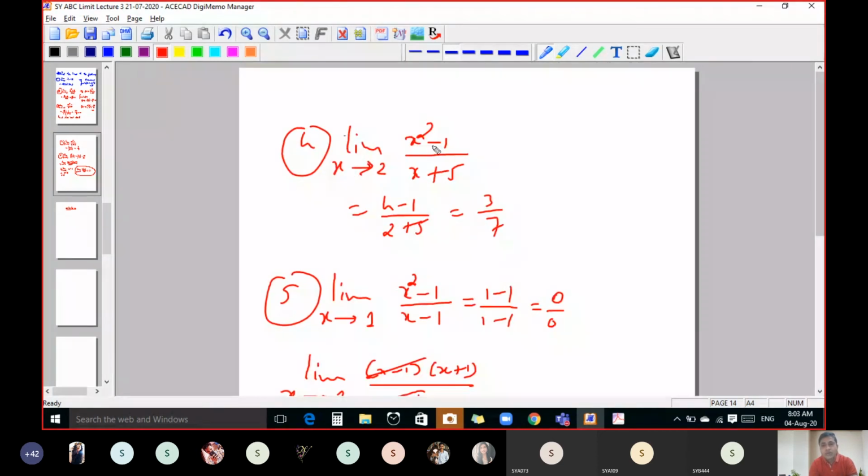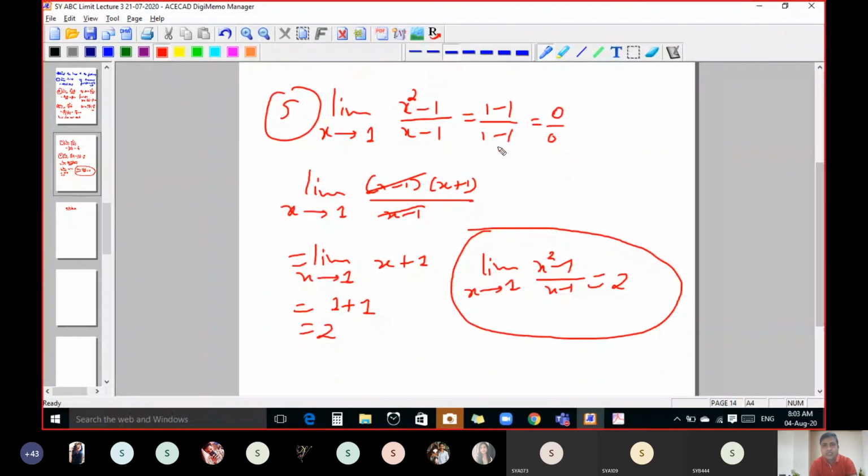Limit x tends to 2, x square minus 1 upon x plus 5. So simply put x equal to 2 here. Putting 2, 2 square is 4, minus 1 is 3, and 2 plus 5, that is 7. So 3 divided by 7, that is your answer. Over. Nothing we have to do. This is the final answer.